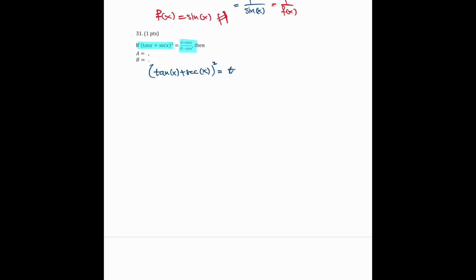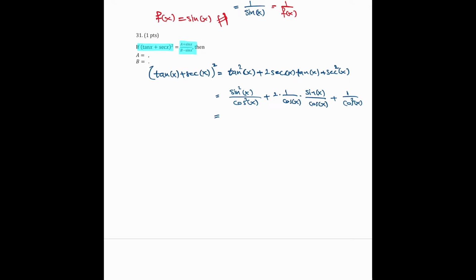tangent squared x plus 2 secant x tangent x plus secant squared x. So that is how we expand that expression. Tangent x is sine over cosine, so tangent squared is sine squared x over cosine squared x, plus 2 times 1 over cosine x times sine x over cosine x. And then secant squared is 1 over cosine squared x.